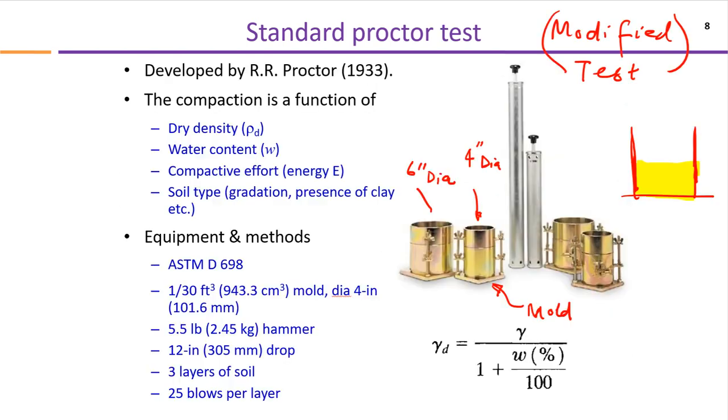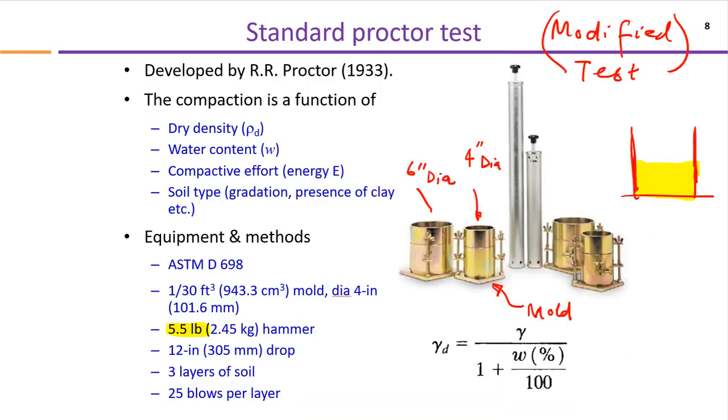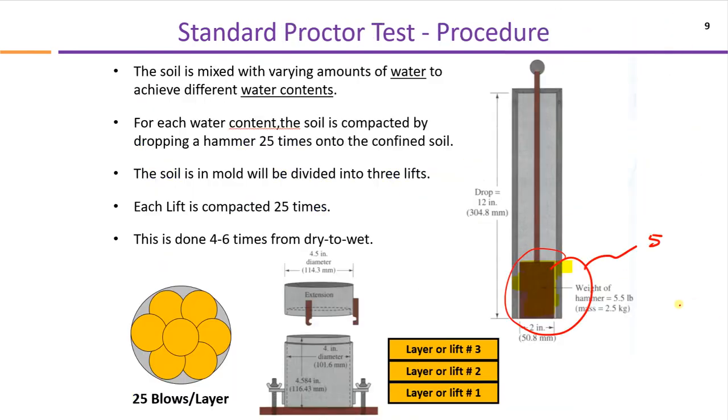For the standard test we always use 5.5 pounds, and for modified it becomes double, so it is 10 pounds. So this is the 5.5 pound weight. This weight is lifted from here by 12 inches and then it is dropped. When this is lifted and dropped, it puts energy into the soil and the soil gets compacted.